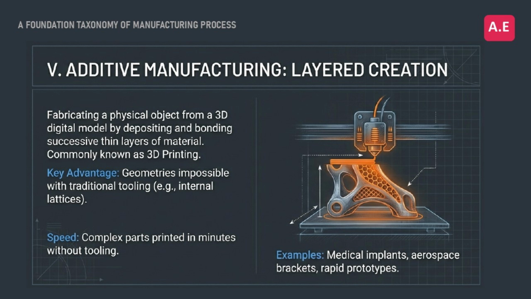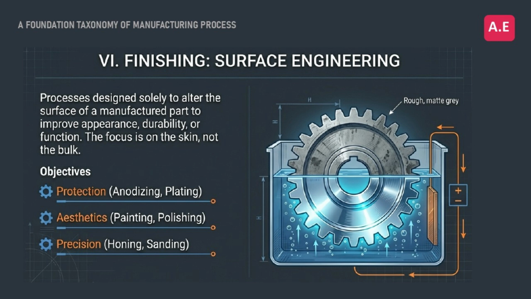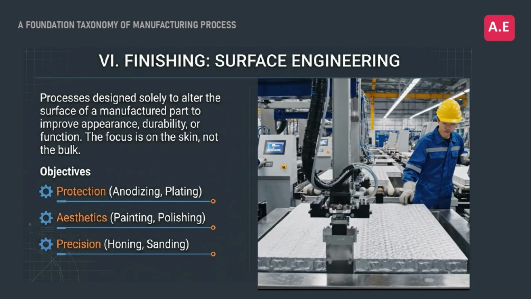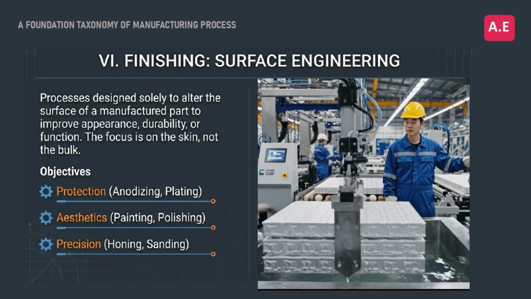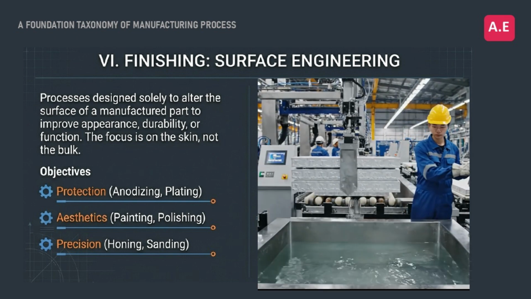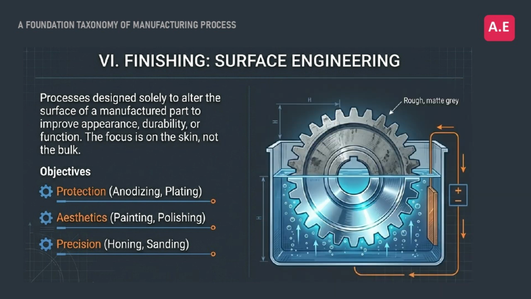Finally, we have finishing. This is all about surface engineering. After you've created the bulk shape of your part, finishing processes alter its skin to improve performance. The objectives are threefold. Protection, like anodizing aluminum or chrome plating steel to prevent corrosion. Aesthetics, painting a car or polishing a piece of jewelry. And precision, honing the inside of an engine cylinder for a perfect seal. It's the final touch that makes a product not just functional, but durable and beautiful.